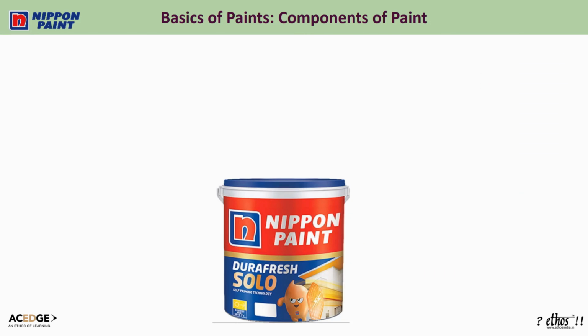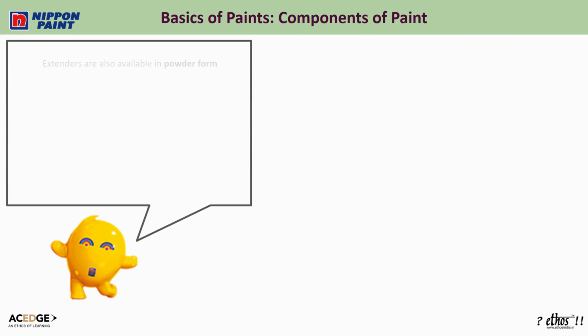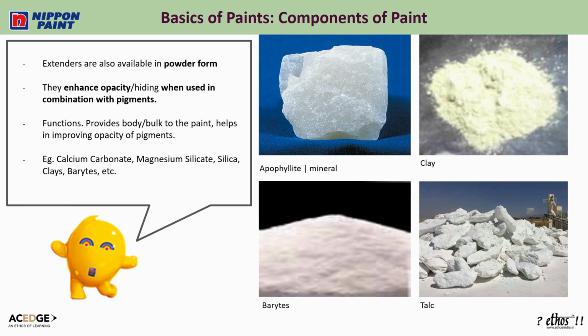Hola, my name is Extender. I am very useful to you since I help you save money. I increase the bulk of paint. Extenders are also available in powdered form. They enhance opacity or hiding when used in combination with pigments. They provide body or bulk to the paint and help in improving opacity of pigments. Some examples of extenders are calcium carbonate, magnesium silicate, silica, clays, barytes, etc.